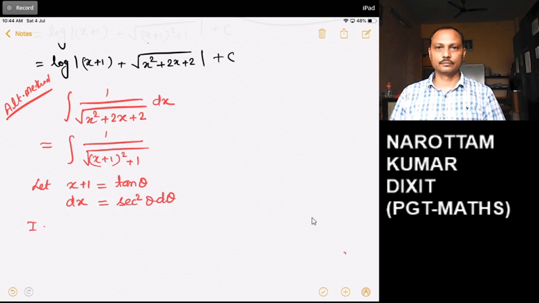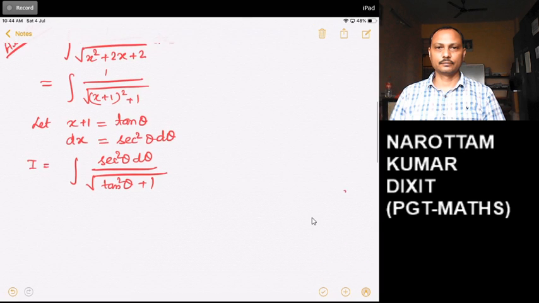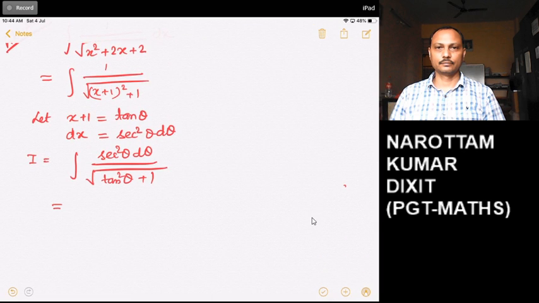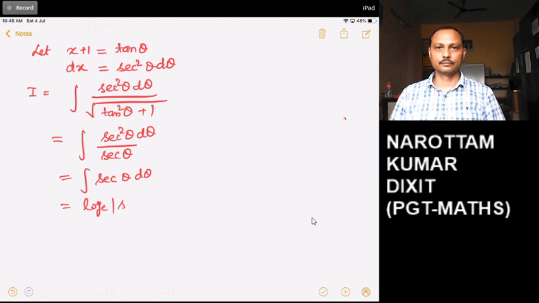Now substitute these values. It is sec square theta d theta divided by under root, in place of x plus 1 we will write tan theta, so it is tan square theta plus 1. And you know 1 plus tan square theta is sec square theta. So it will be sec square theta d theta divided by sec theta. So we get integration of sec theta, and integration of sec theta is log of mod of sec theta plus tan theta.